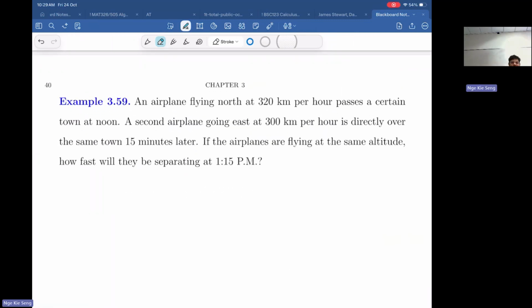So let's look at this one, how to describe this. There's an airplane flying north at 320 kilometers per hour. So let's draw the airplane movement. No, this is quite ugly, so maybe like this. Flying north, 320 km per hour. So let's call this S.